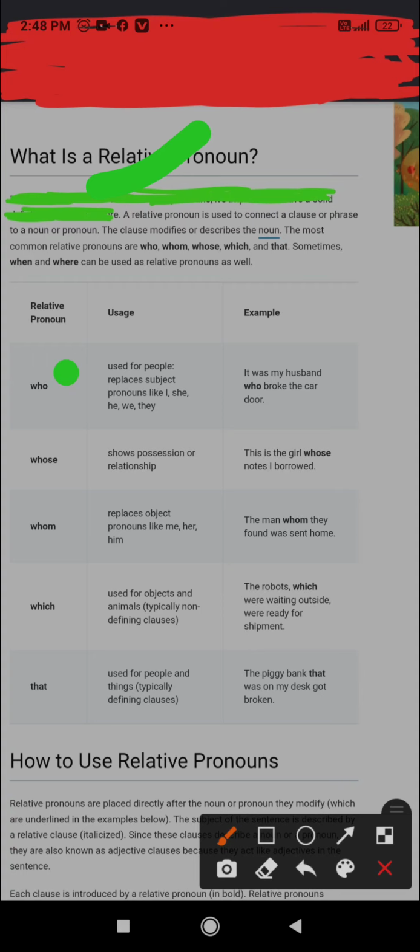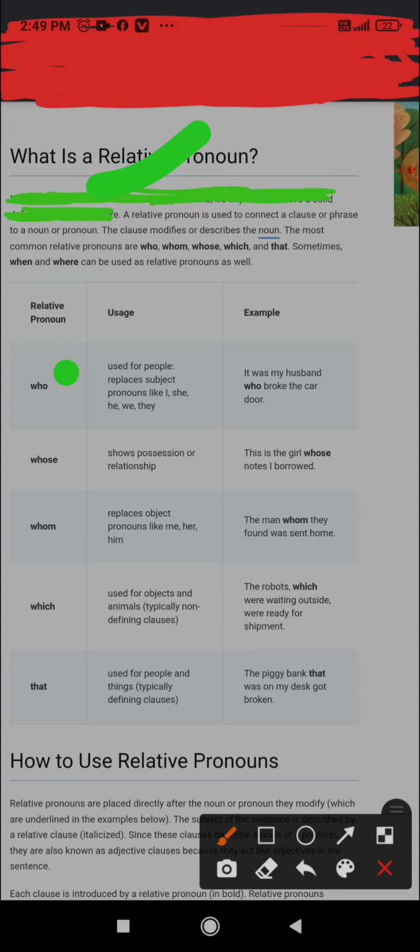Who is used for people, replacing subject pronouns like I, she, he, we, and they. Who is a relative pronoun that replaces the subject pronouns. We have earlier discussed object and subject pronouns. A pronoun can be used as a subject, and it can be used as an object. So who always replaces personal pronouns like I, she, he, we, and they. These words are simply replaced by the relative pronoun who.